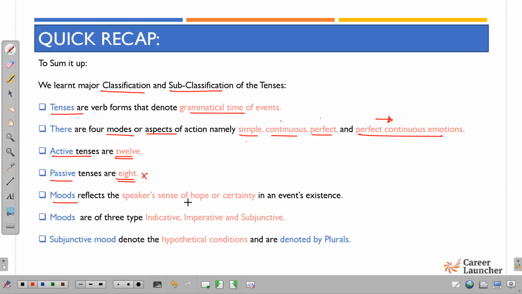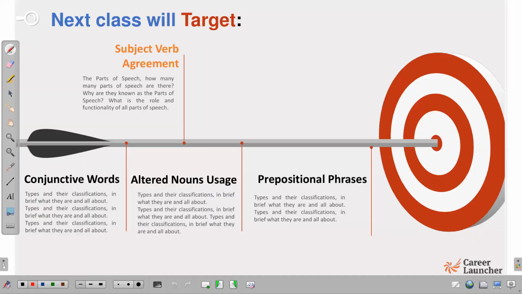Moods reflect the speaker's sense of hope or certainty to any event's existence. So moods are of 3 types: indicative, imperative, and subjunctive. And then subjunctive mood is what is asked in competitive exams the most, about the hypothetical conditions and denoted by verbs. So that's all for today's lesson.